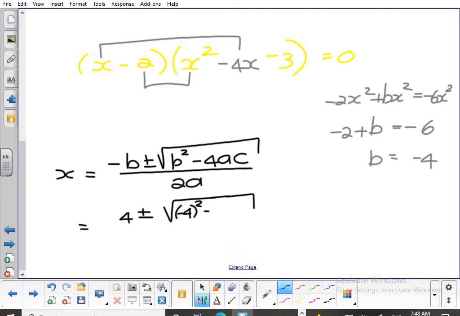So that would become, just close it up, 4 times a is 1, times c is negative 3, everything over 2 times 1. Now let's see if my calculator opened it this time already.